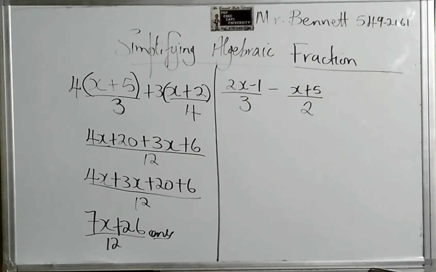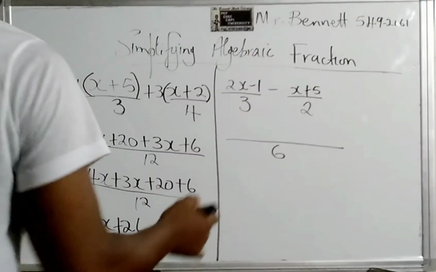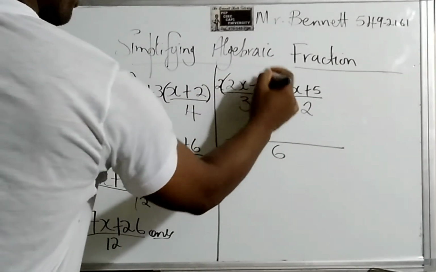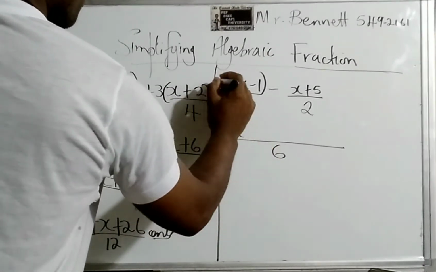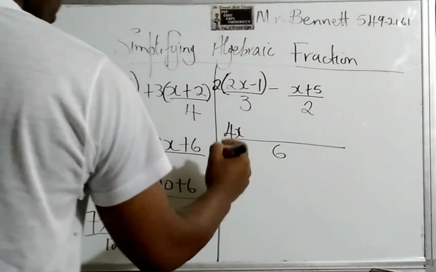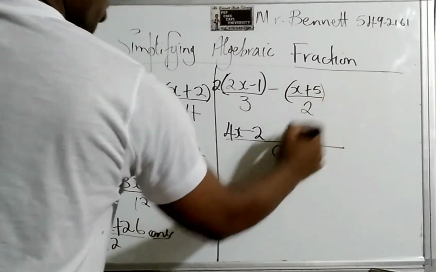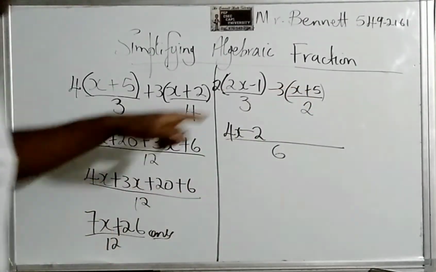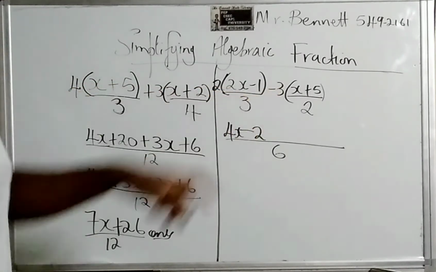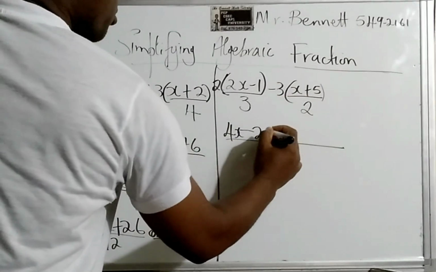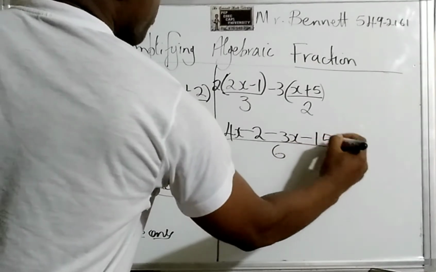Now, as we said before, we find the lowest common multiple, which is 6, and that will be the denominator throughout. So 3 into 6 goes 2 times, so we expand it. 2 times 2x would be 4x. 2 times negative 1 would be negative 2. Alright, so 2 into 6 goes 3 times. However, we will not be multiplying by a positive 3, but a negative 3. So negative 3 times x would be negative 3x. Negative 3 times 5 would be negative 15.